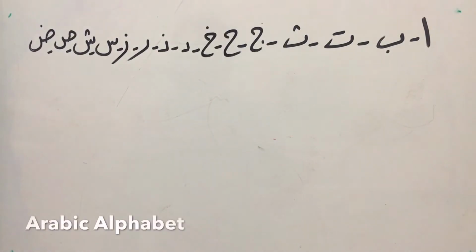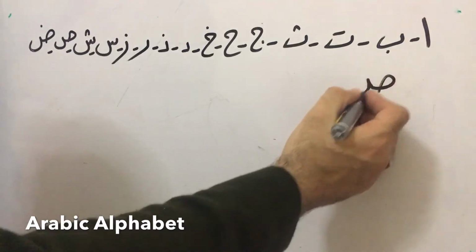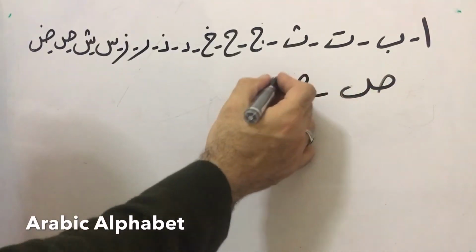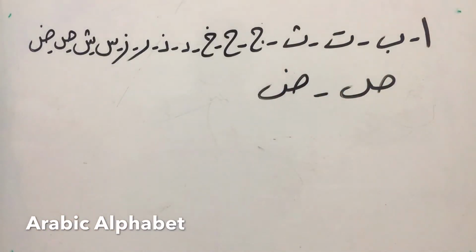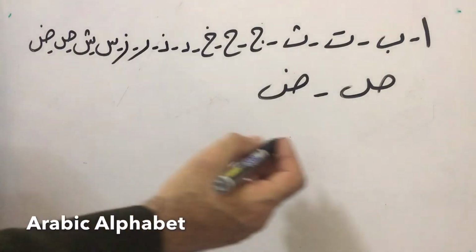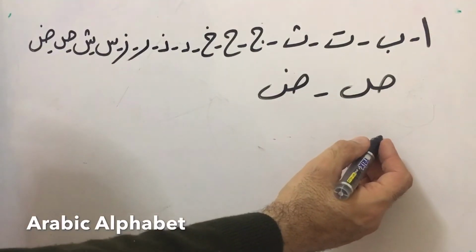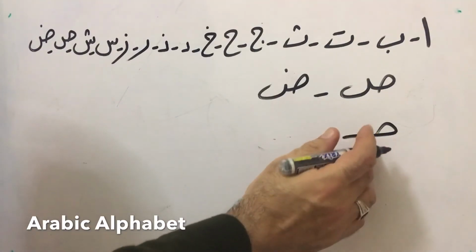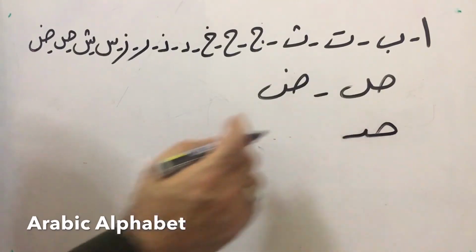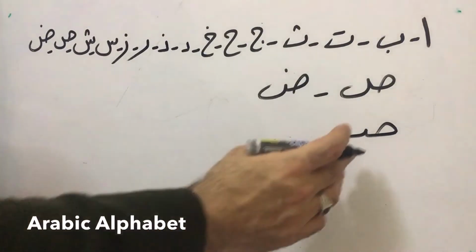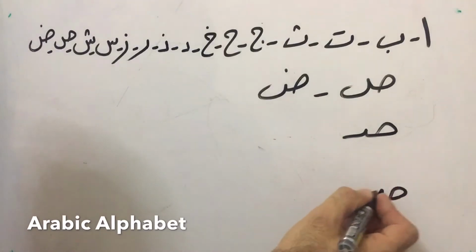In fact, Sad and Dad, we can say, are similar somehow to Sin and Shin in the way of writing. So Sad at the beginning of the word is like this. We have like here an edge. This is at the beginning. Dad is the same.